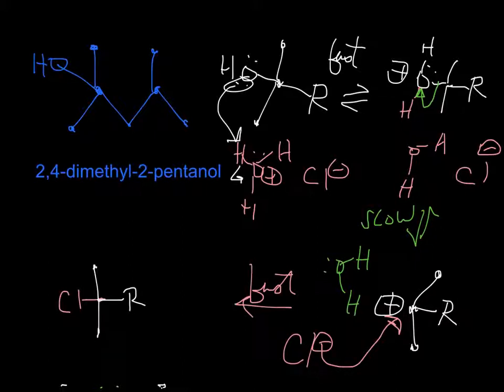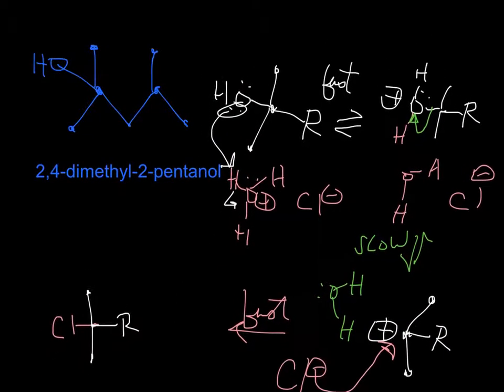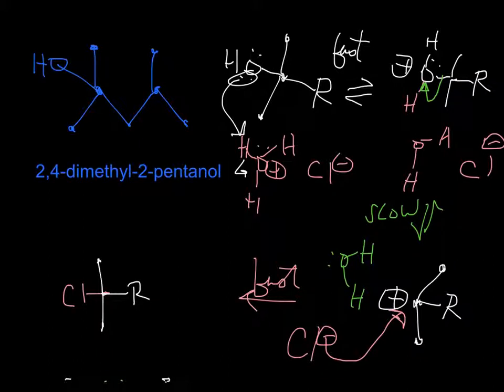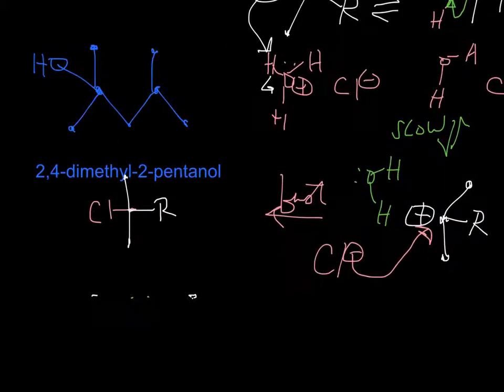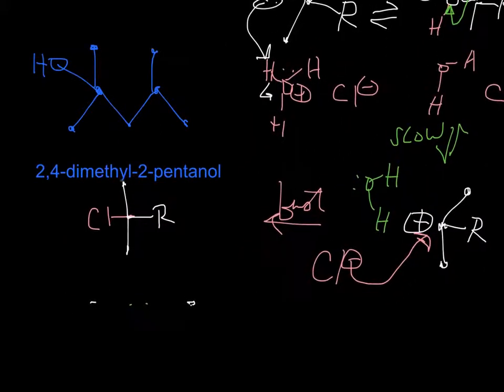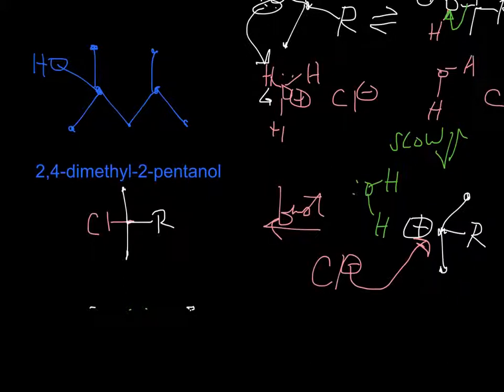Now, all I'm going to do is redraw the R group. So I'm going to scroll everything up. And this is what the final product will be. We have the chlorine attached to what I call the ground zero carbon, methyl, methyl, and then the R group.